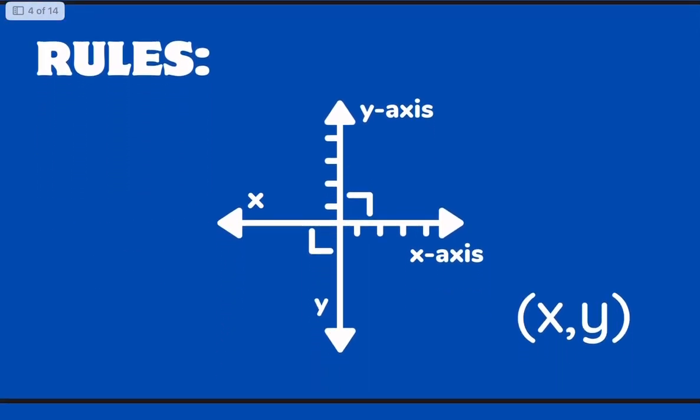Here are the rules. What goes from left to right is what we call the x-axis, and you can think of it as a number line. And our y-axis is what goes up and down. It's just another number line, but sideways. And whenever we talk about coordinates, we are talking about the number that falls on the x-axis and the number that falls on the y-axis, which is where we get that x, y from.